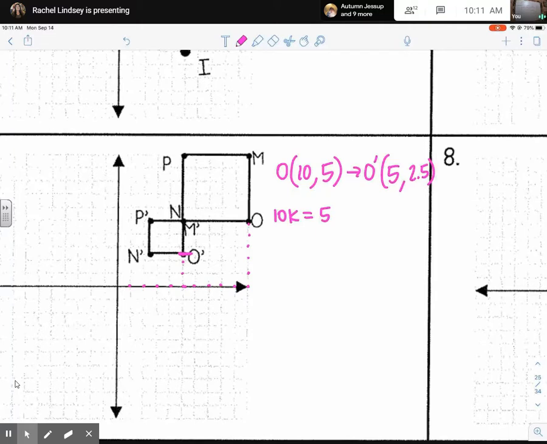Am I reducing or enlarging here? Reducing. I'm going from the big square to the little square. So that means that my k is going to be less than 1. What do I need to do to solve for k right there in that equation? Divide by 10. What's 5 over 10 reduced to? 1/2. So my scale factor for number 7 is 1/2.